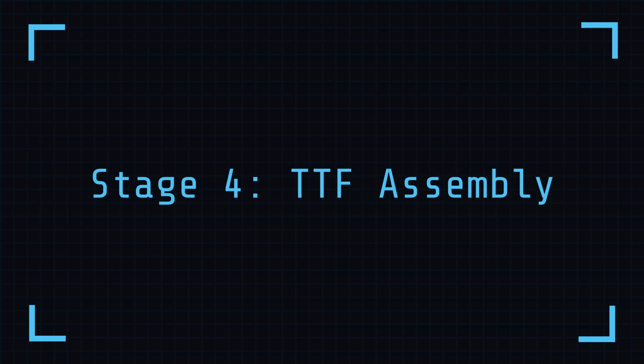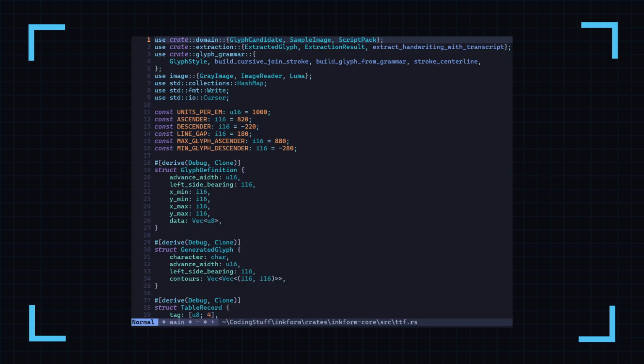Stage 4 is the TTF assembly. The largest file in the project by a wide margin is the TrueType assembler. This writes an actual binary font file table by table. The SFNT table directory, glyph outlines, the cmap character to glyph mapping, horizontal metrics, vertical metrics, name records, with typed error handling instead of panics anywhere in the path.